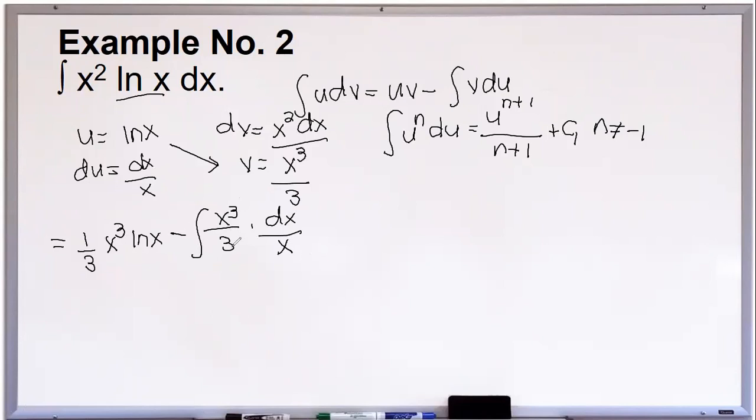Okay, pero dahil dito meron kang 1/3 na fraction, ilalabas natin siya sa integral sign. So magiging 1/3 x cubed ln of x minus 1/3. Okay, so magiging x cubed, matitira lang dito is x cubed times dx over x. Okay, so dito sa part na to, i-divide natin si x cubed by x.